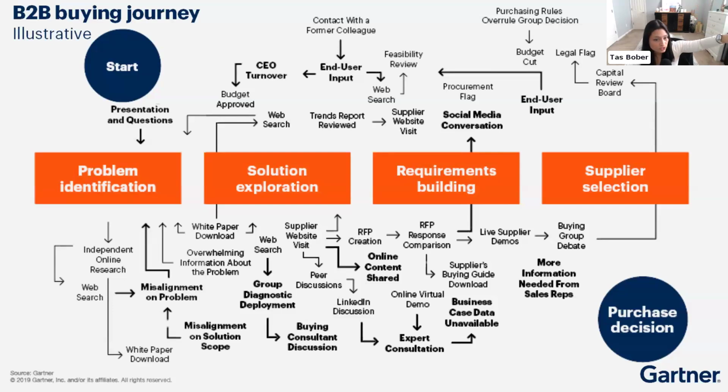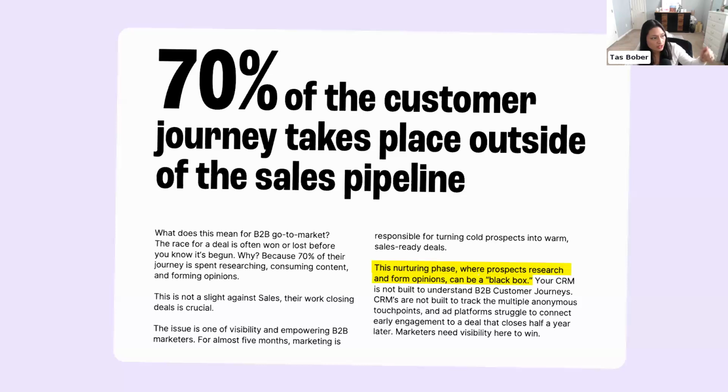You cannot control this journey, okay? They're going through a whole bunch of stuff that's happening. This is the Taylor Swift tour that's happening in the back. All we're seeing is problem, solution, requirements, and selection. No, there's a lot. 70% of the customer journey takes place outside of the sales pipeline. This is Dream Data's data based on their customer.